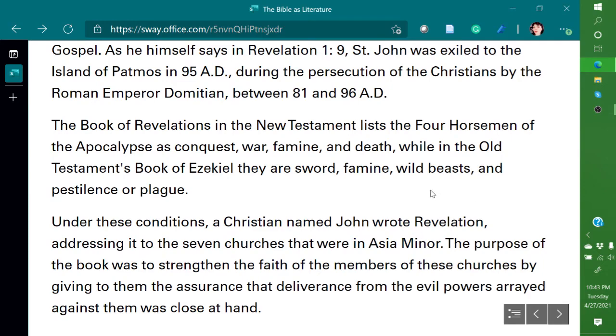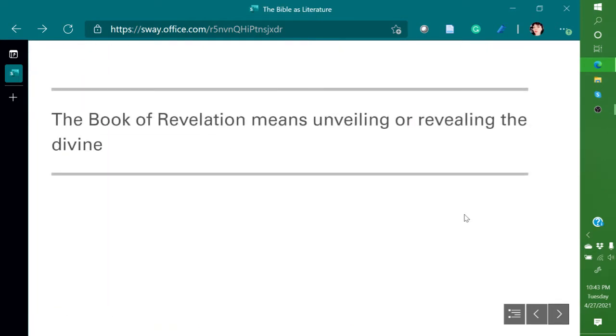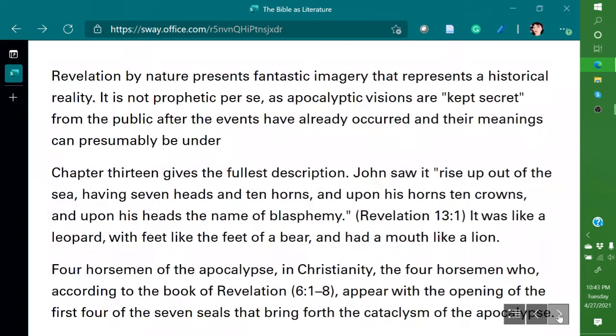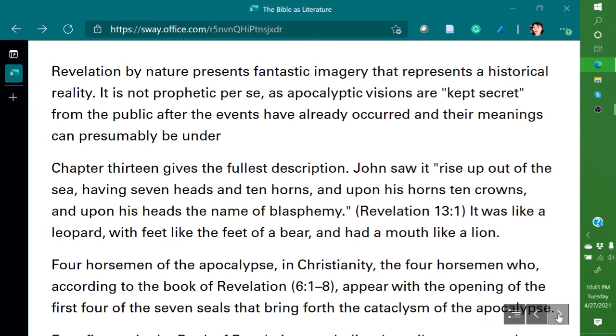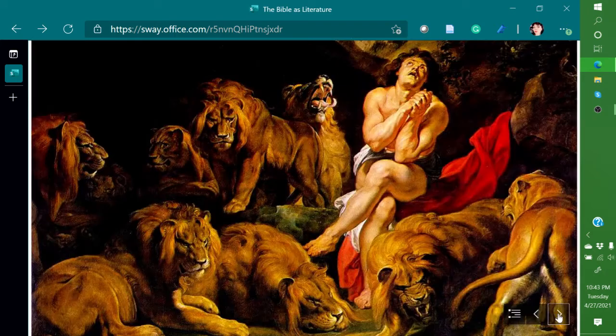It was my favorite book. I could sit here and keep talking about it. I could have done more research on it, but unveiling. I was most attracted to this book until I was introduced to Daniel. So that's the book of Revelations.